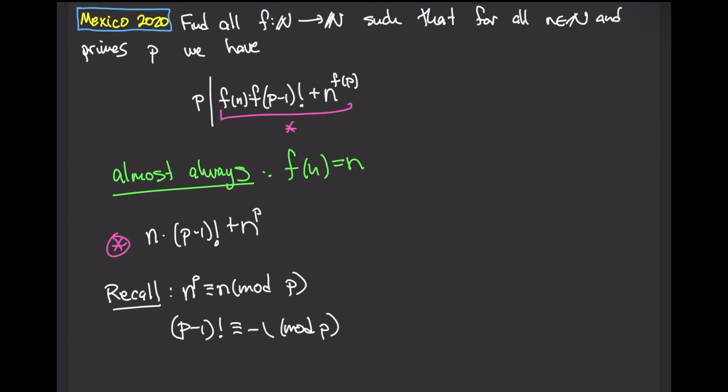So if you look at the expression we have then, it would be congruent to n times negative 1 plus n, which is 0. So this condition actually is satisfied for this function.